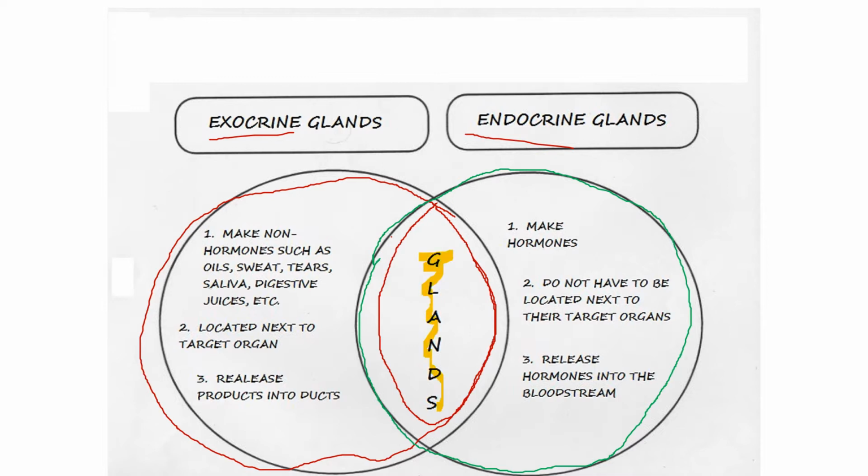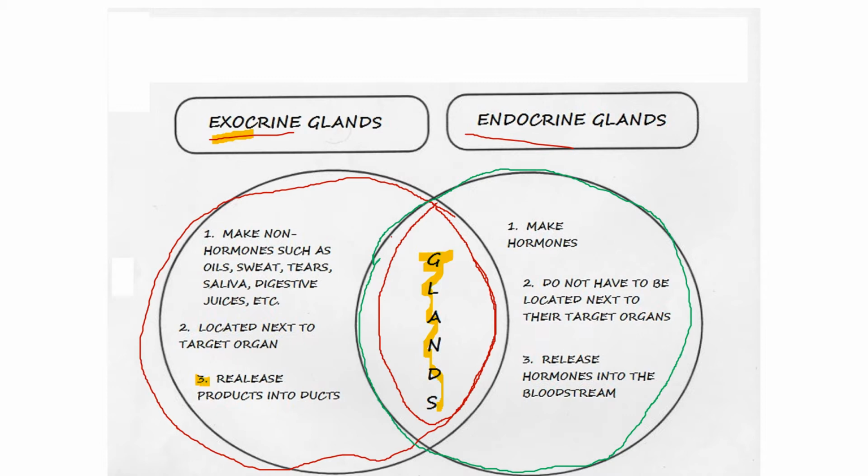Okay, so let's look at the exocrine. The exocrine makes non-hormones such as oils, sweat, tears, saliva, and digestive juices. We can relate to the oils, sweat, and tears. Those things are secreted toward the exterior of our body. Exo, going out, exit. Exocrine glands are located next to the target organ, usually real close to the organ they impact. They release their products into ducts.